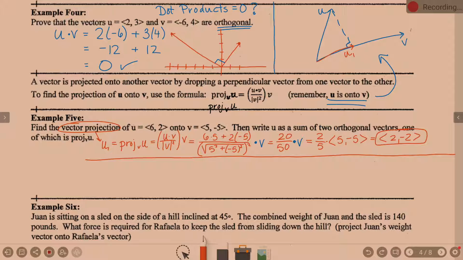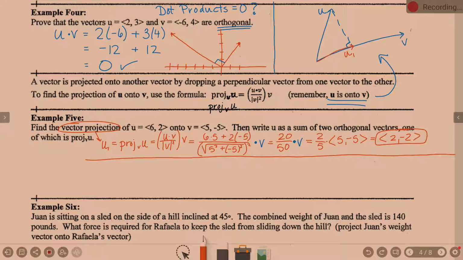Okay. Quick finish up from yesterday, picking up with example 5. To review, we're using this projection formula, right? The projection of u onto v. And so we were given our two vectors, and we were working on the formula.